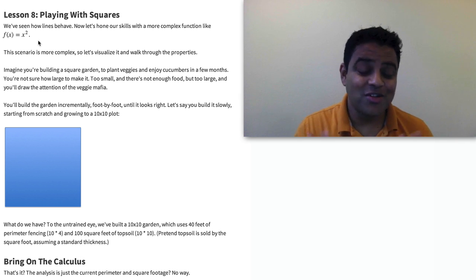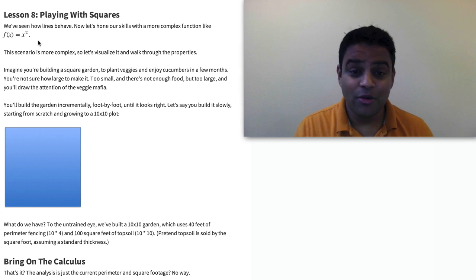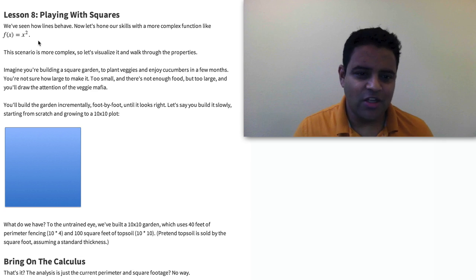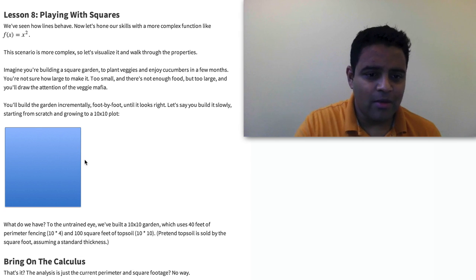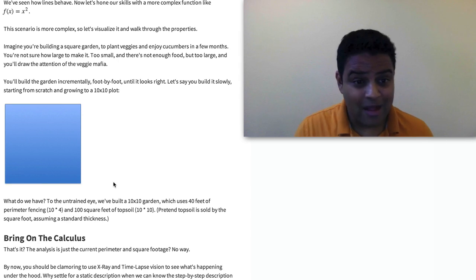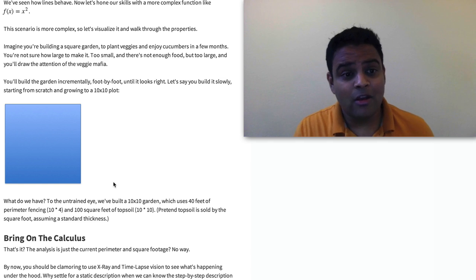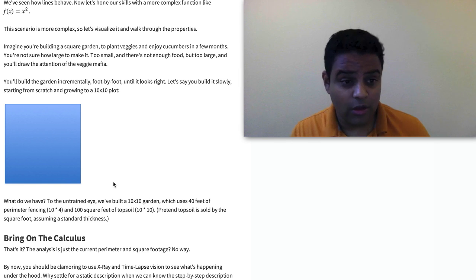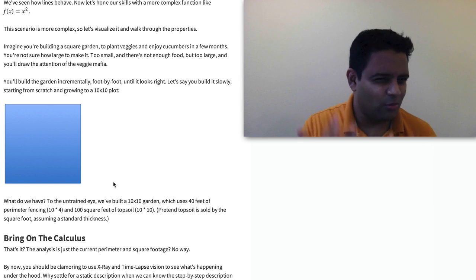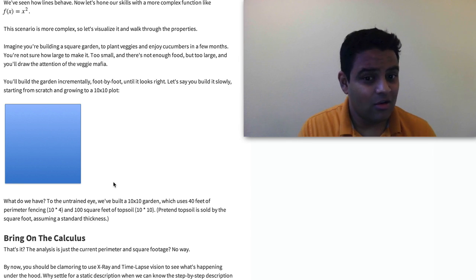One situation I like to imagine is that we are building a square garden. We're building it up, and we're going to grow some veggies in it. Now, we might build a garden which is 10 by 10. Just from algebra, we can tell that if it's a 10 by 10 garden, the perimeter would be 40, 4 times 10, and the area would be 100.